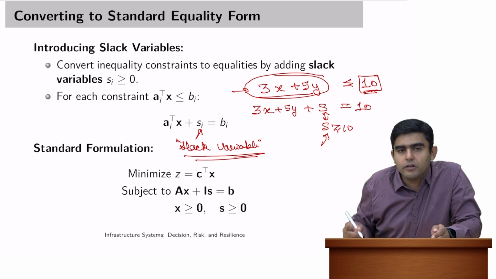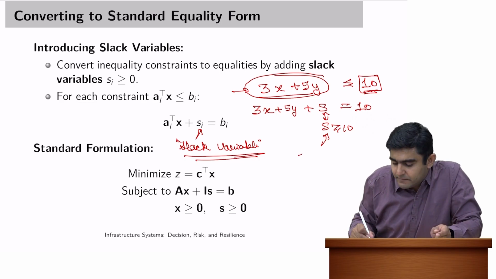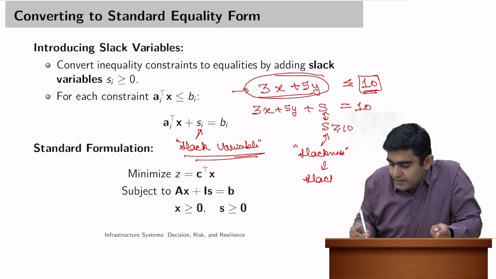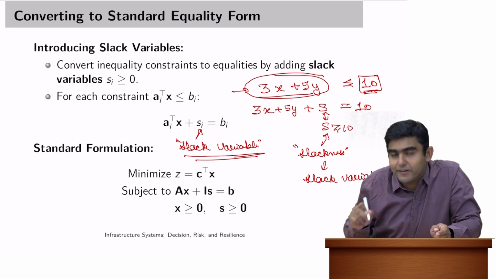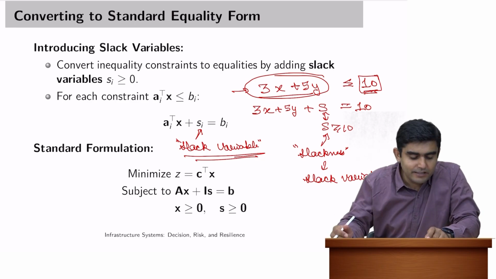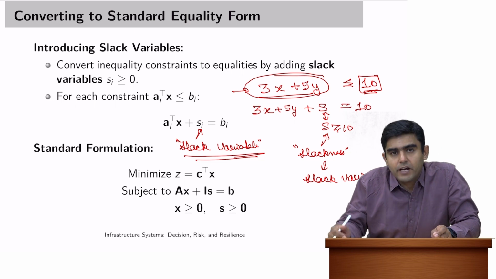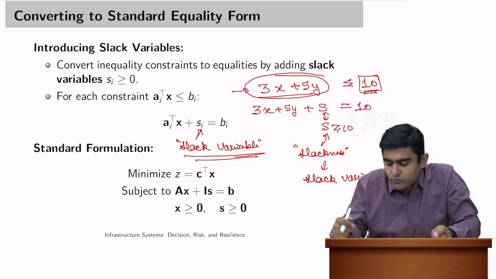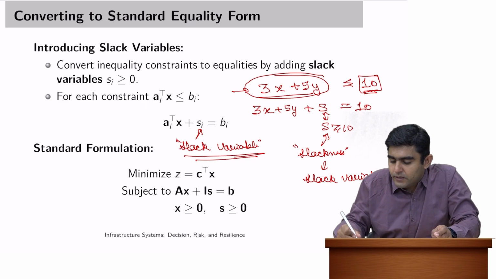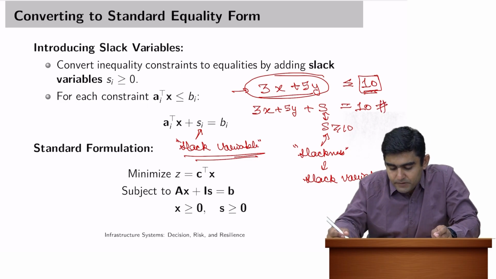So the extra slackness I have added to this constraint is called a slack variable. And if you notice, the slack variable also has to be greater than or equal to 0 if we have to really meet this requirement of making both sides equal.